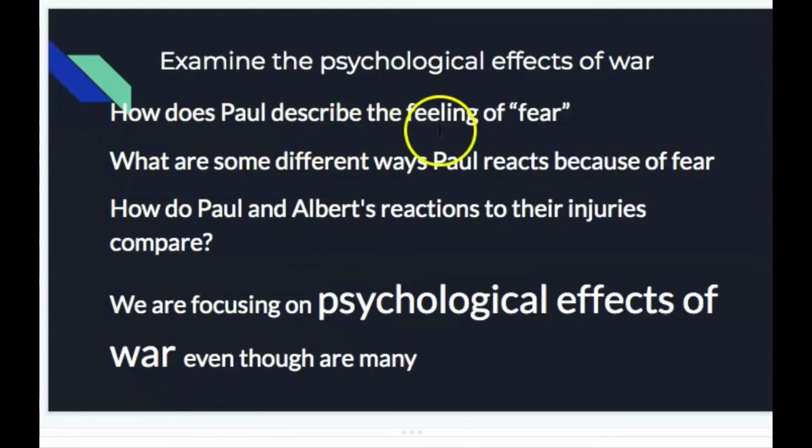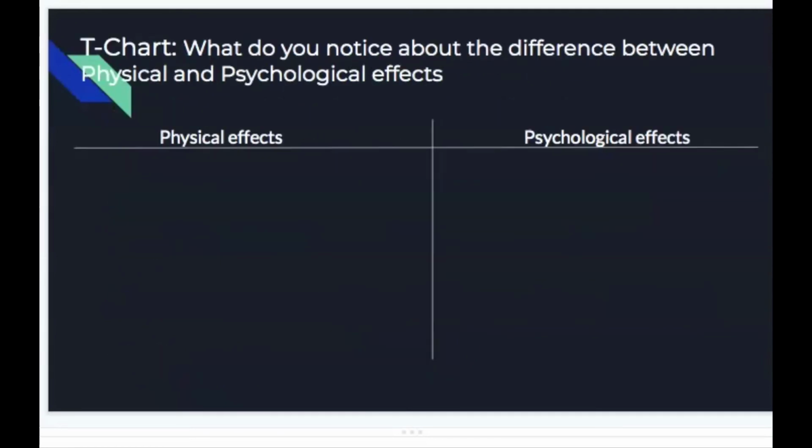How does Paul describe the feeling of fear? What are some different ways that Paul reacts because of fear? And how do Paul and Albert's reactions to their injuries compare? In other words, how does Paul react to being hurt, and how does Albert react to being hurt? Then when you're reading, I want you to notate what physical effects have taken place due to the war, and what psychological effects have taken place to the characters due to the war.